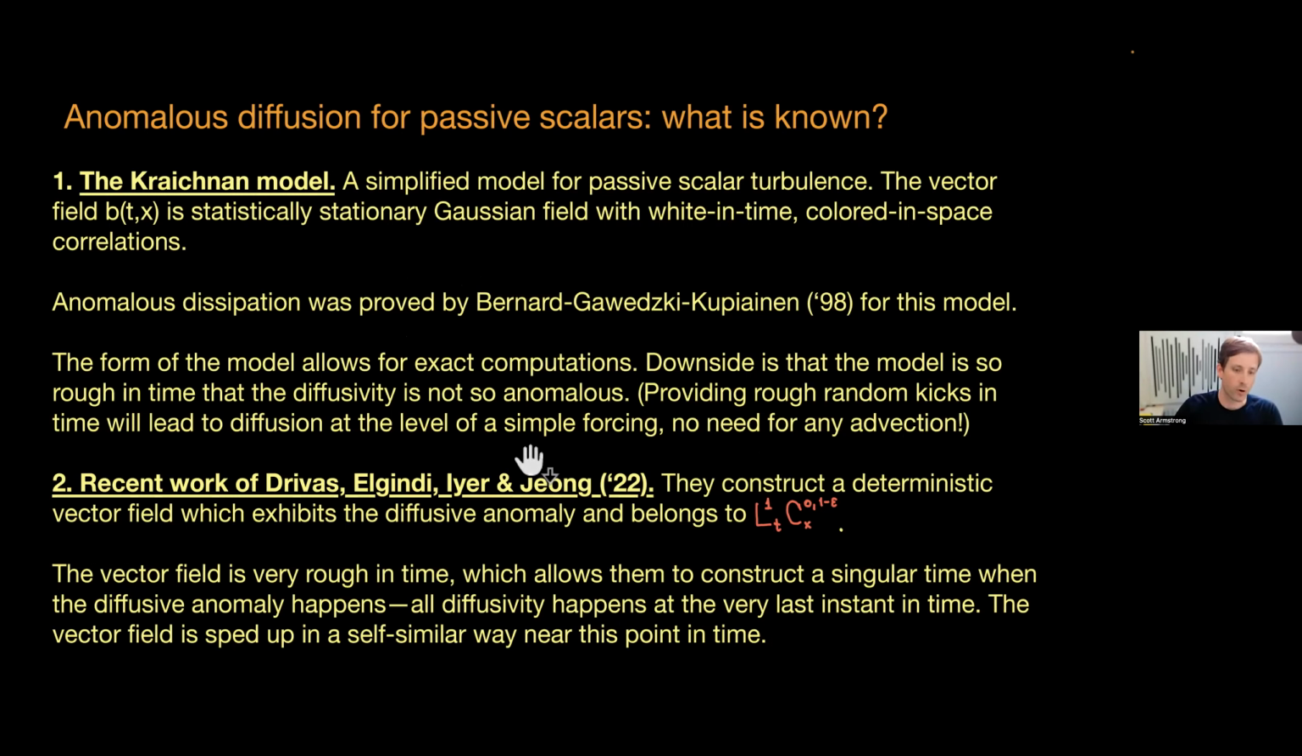Okay, so fast forward to a few years ago, this paper came out by Theo Drivas, Elgindi, Iyer, and Jeong in 2019 on the arXiv. It was published in 2022. And they constructed the first real example in some sense. They made a vector field, which they wrote down exactly. It's deterministic. It's made out of basically periodic shear flows that alternate between horizontal and vertical shears in 2D. 2D is harder, actually, not easier. So the lower the dimension, the better. So anyway, they make a 2D one.